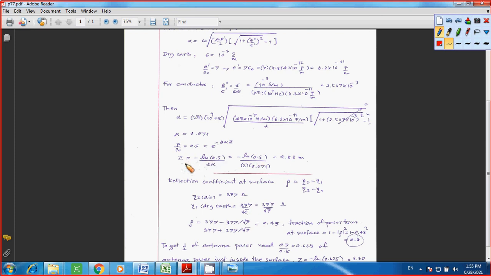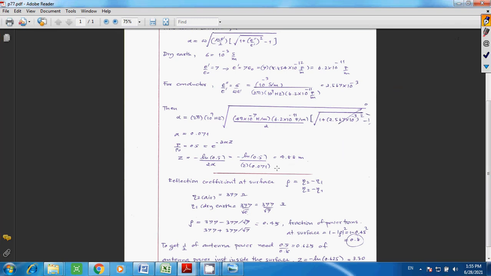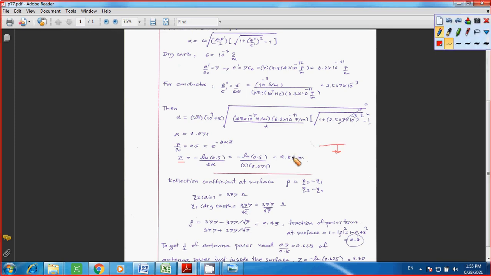So your z is equal to 4.88 meters. That means your power will drop to 50% when the wave transmits into the earth for 4.88 meters.